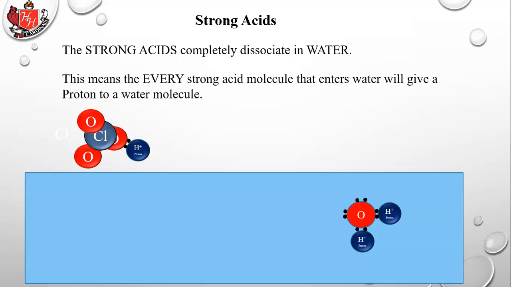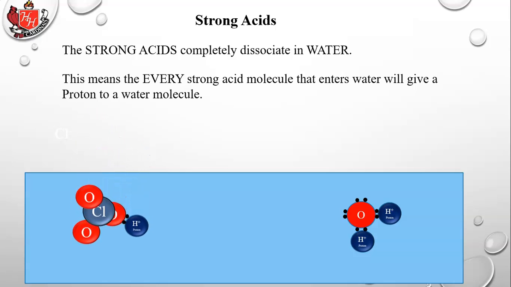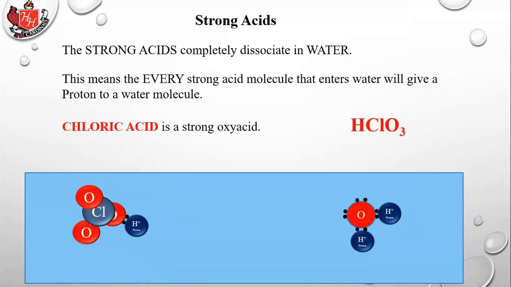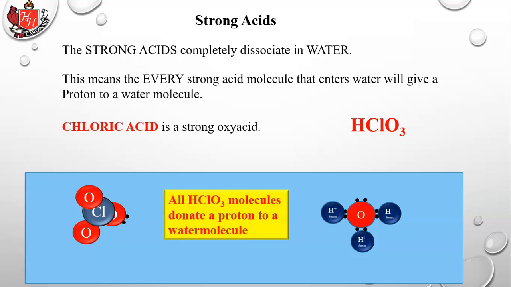And chloric acid. That's one less oxygen to it. So that's HClO3. There it goes. All HClO3 molecules donate a proton to a water molecule. Again, that one's kind of iffy. It could be considered a very strong weak acid, but your book treats it as a strong acid, so that's what we're going to say is happening there.